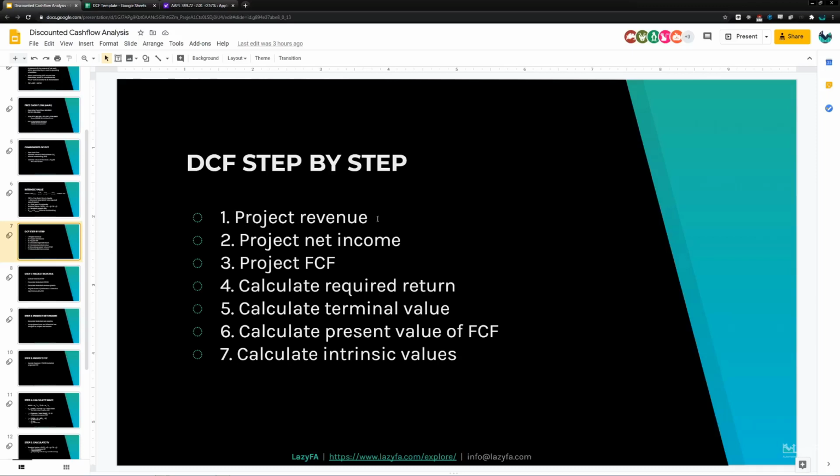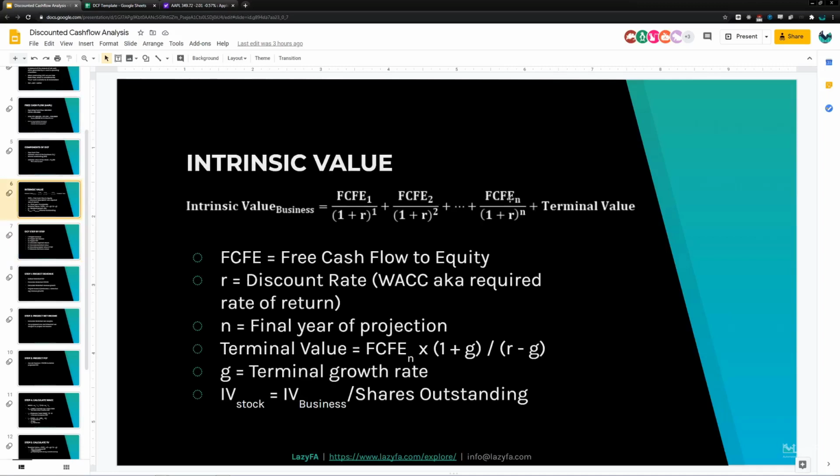First, we will project revenue, and then we'll project net income, and I'll show you how to do that. And then we'll use both of those things in order to project free cash flow in the future, because what we want, right, is the sum of all of the company's future expected cash flows.